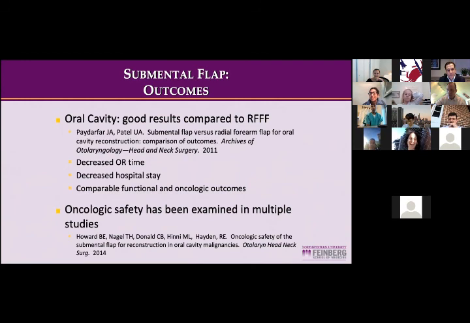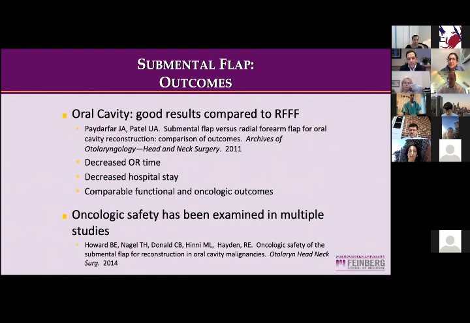So I have a bias that you can have good outcomes with the submental flap for oral cavity reconstruction, and that the oncologic safety has been looked at. And for a patient who's negative and you feel confident is lateralized, there is some data that you're not compromising this patient's final oncologic outcome, which continues to plague the minds of head and neck surgeons everywhere.